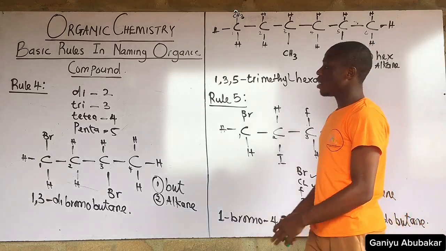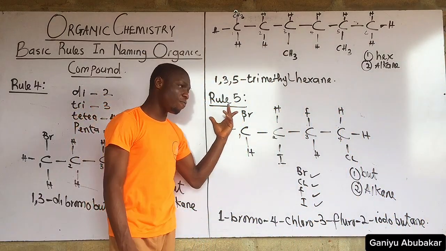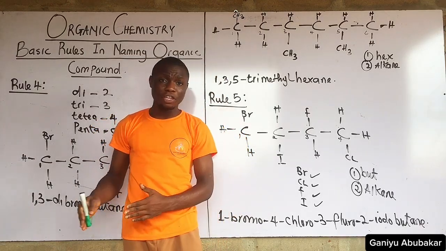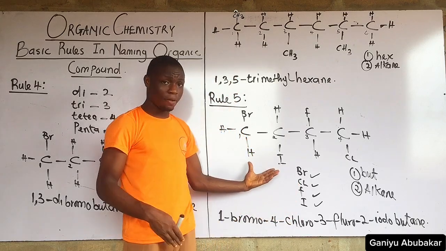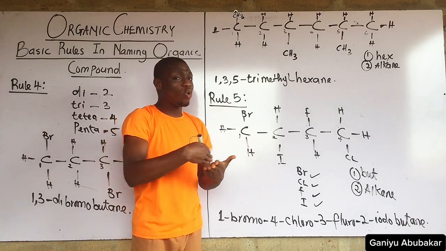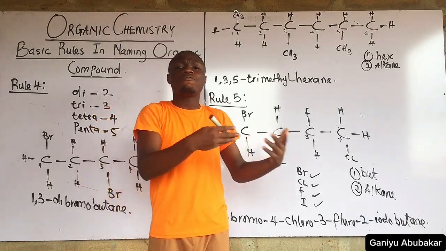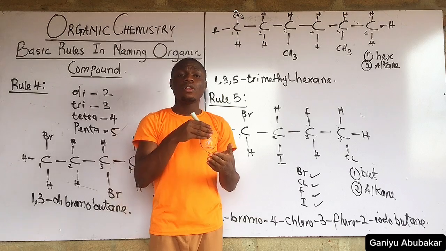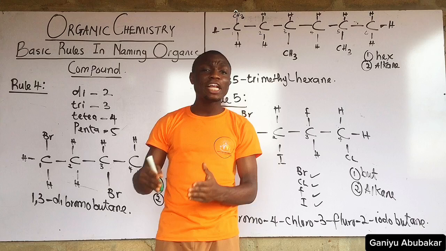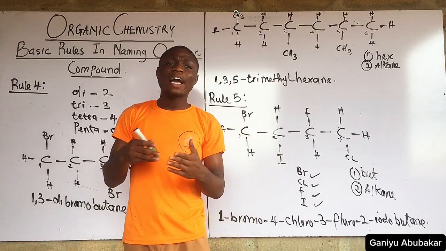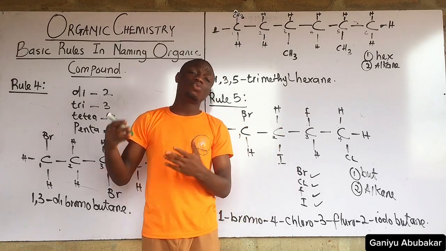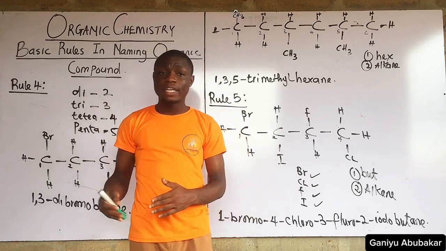Alright, still under rule 5, please. Rule 5 says that if the substituents are of different type in the organic compound, as in this case here, you should arrange and name them in alphabetical order. Still under rule 5, note, for the combination of organic and inorganic substituents in the hydrocarbon, the inorganic substituent should be named first before the organic substituent.